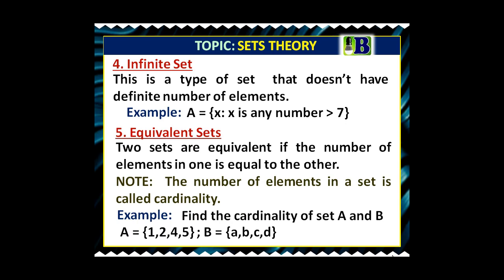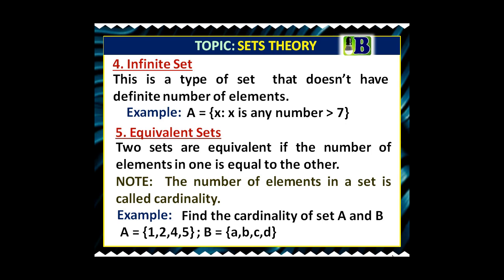Then we have the equivalent set. Two sets are said to be equivalent if the number of elements in one is equal to the other. First of all, let's begin to understand the number of elements in a set. When we talk about the number of elements in a set, what we are talking about is the cardinality. If you have a set that has just 4 elements, the number of elements in that set is just 4, so the cardinality of that set is 4.